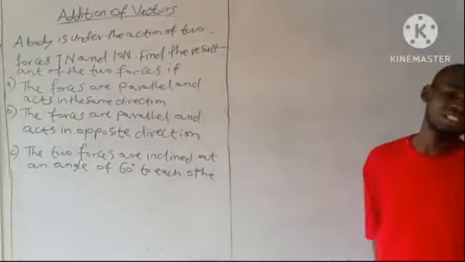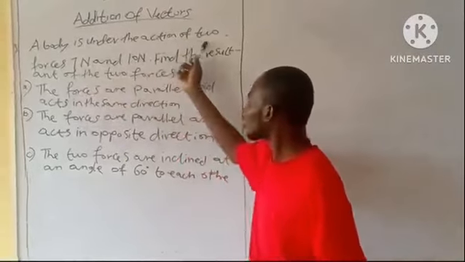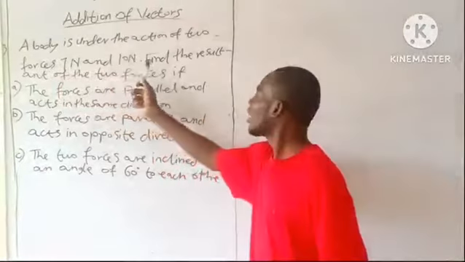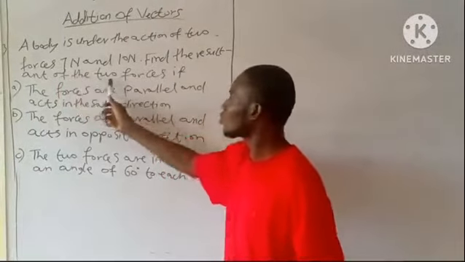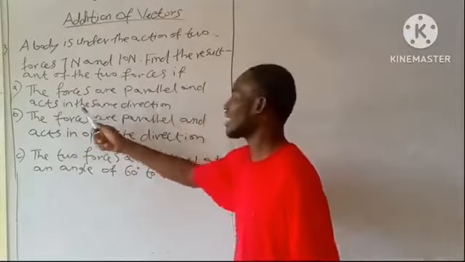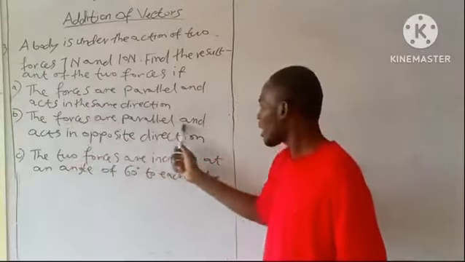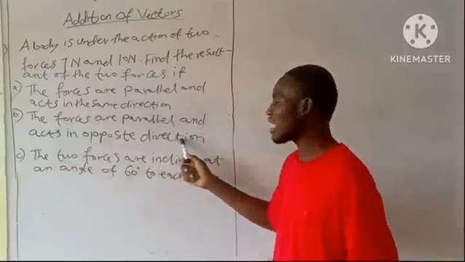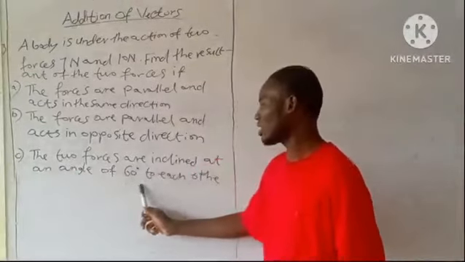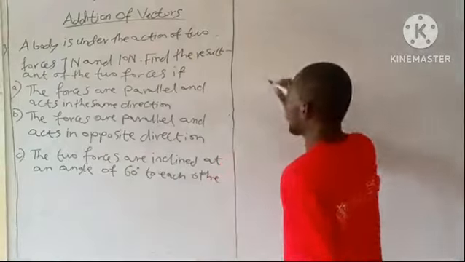Now looking at the next question, number 3, they say a body is under the action of two forces, 7 Newton and 10 Newton. Find the resultant of the two forces if A, the forces are parallel and act in the same direction. B, the forces are parallel and act in opposite direction. C, the two forces are inclined at an angle of 60 degrees to each other. How do we do that? Now, A.